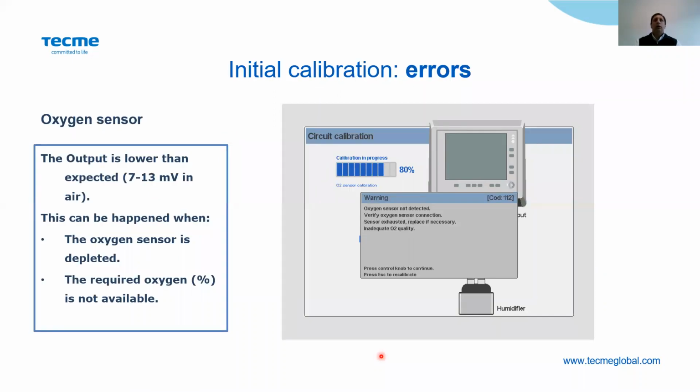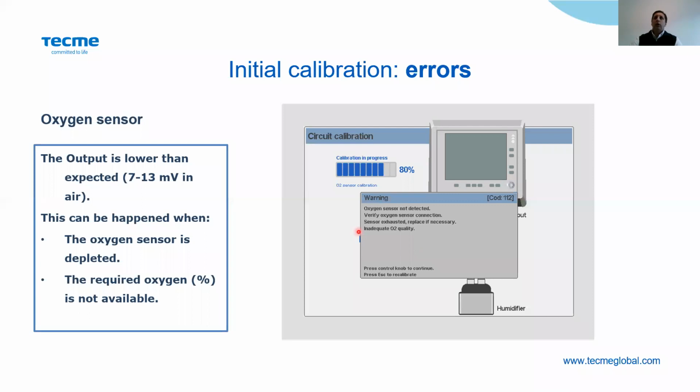If this oxygen cell is depleted or the quality of the oxygen supply is not good, you will find a warning like this one that says the oxygen cannot be calibrated. You will have to check the oxygen connection, you will have to check the oxygen quality, and also you have to check if the oxygen cell is depleted.